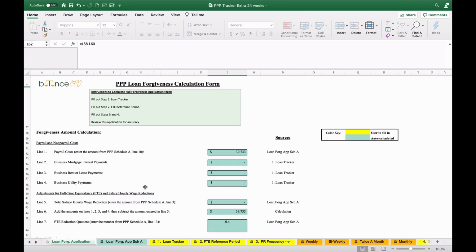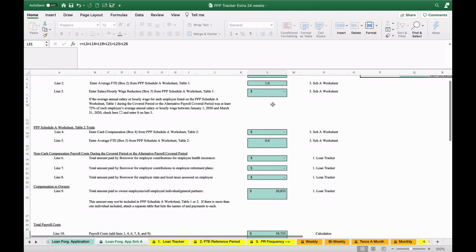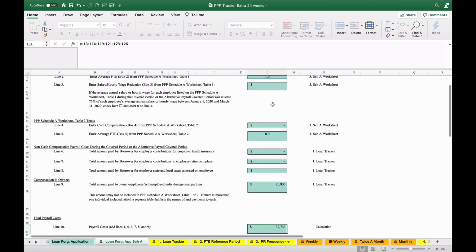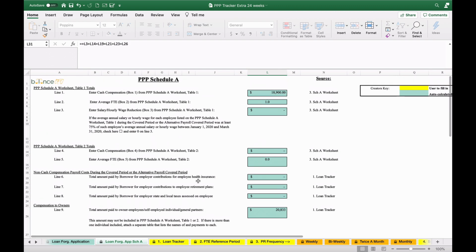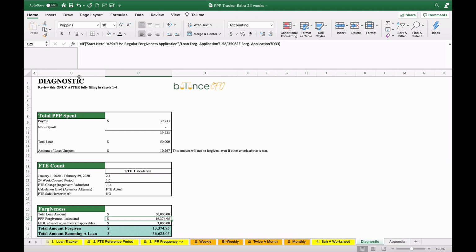Now, importantly, then you're going to want to go to your Schedule A. That actually feeds into it. So this is also going to show your average FTE and all of those calculations here. And you're going to want to review that too, because this also goes into the actual application. So the last thing that you're going to want to look at is this last Diagnostic tab at the back of the workbook. And this is just one more way to look at the total picture of your forgiveness.